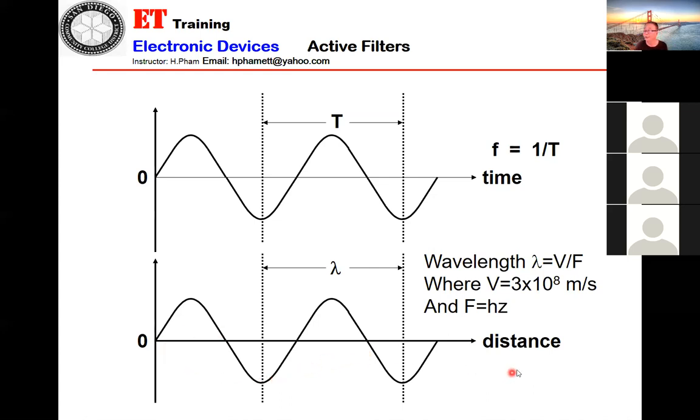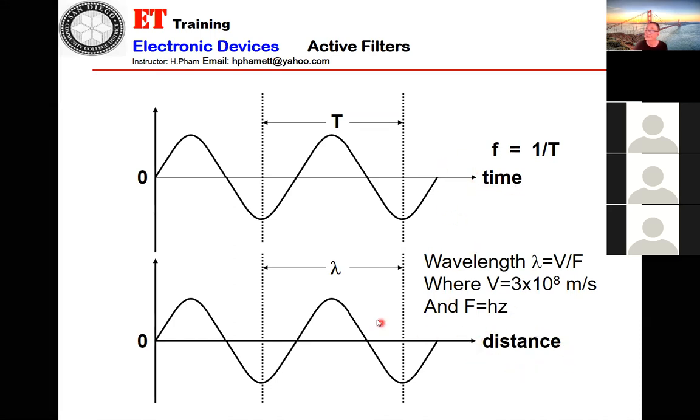That is for the distance, not the time. The distance here is the wavelength, called lambda. Lambda is calculated as V divided by F, the frequency. V equals 3 times 10 to the power of 8 meters per second, the speed of light, and F will be in hertz. When you're learning RF, radio frequency, we deal with lambda.